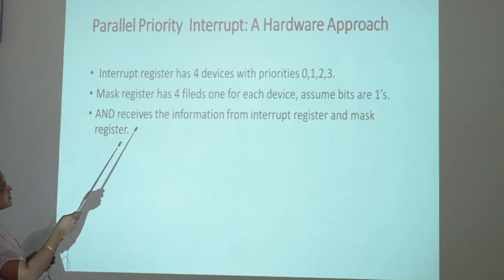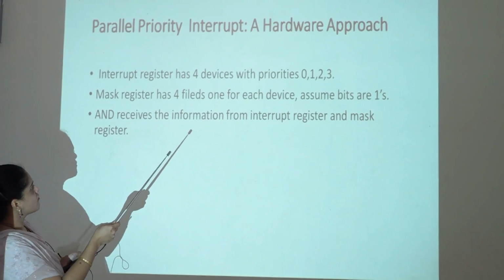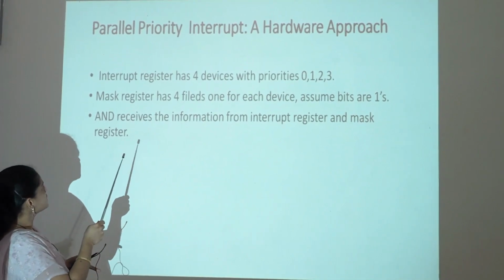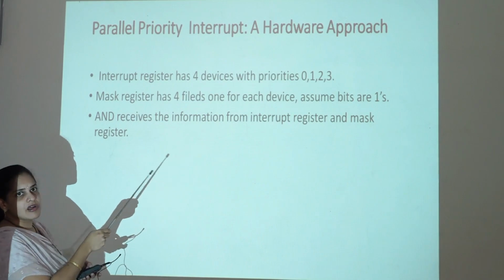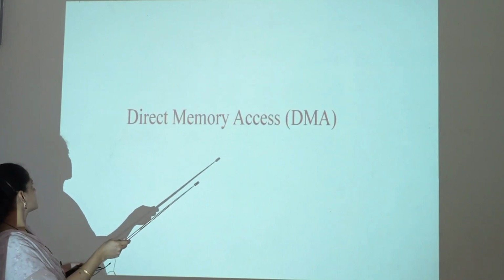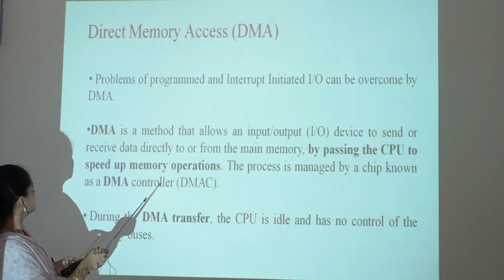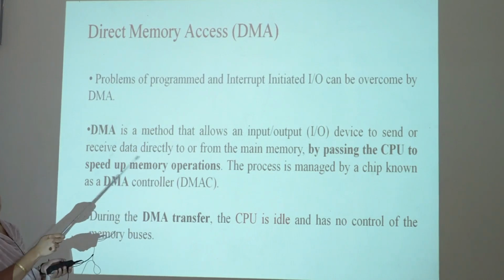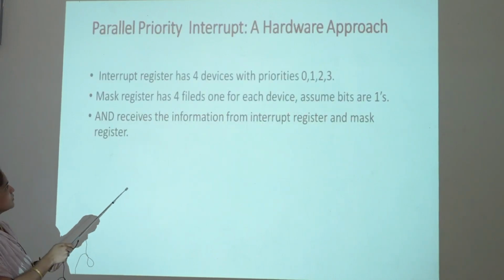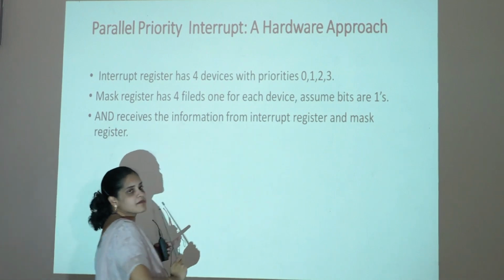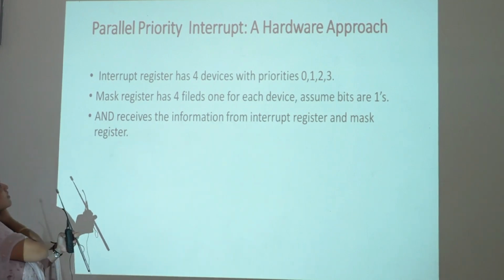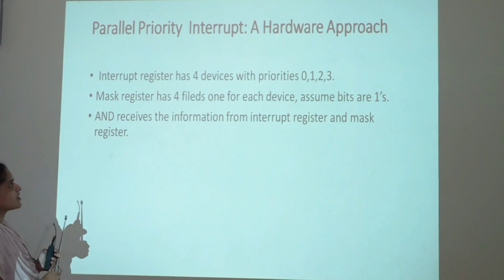The interrupt register has 4 devices with priorities 0, 1, 2 and 3, and the mask register has 4 fields, 1 for each device. Assume initially all the bits of the mask register are 1s. The AND gate receives the information from the interrupt register and the mask register. So this is how the parallel priority interrupt works.